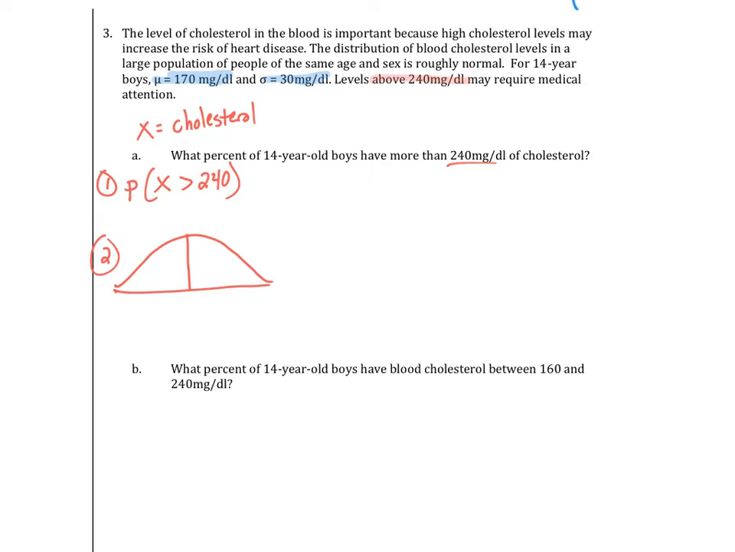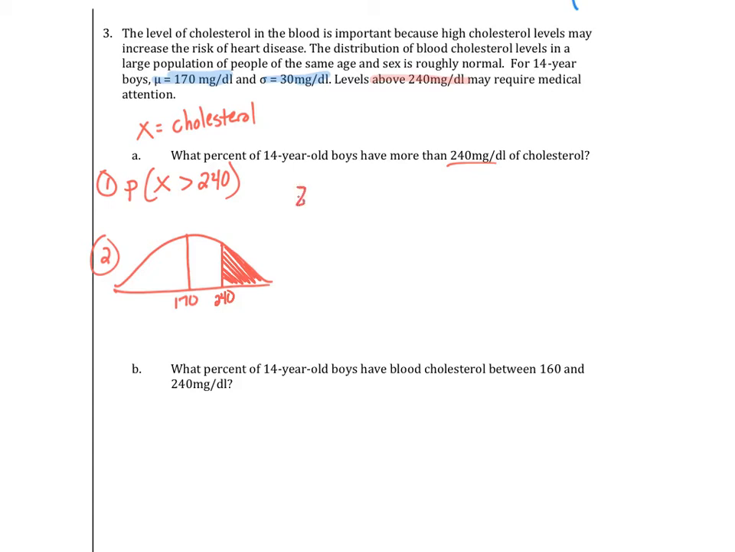Okay, the average goes in the middle. The average is 170. 240 is over to the right. And since in step 1 we said we want to find out what's greater than 240, we're going to shade to the right of 240. Okay, find out what is bigger than 240, or what is over to the right.